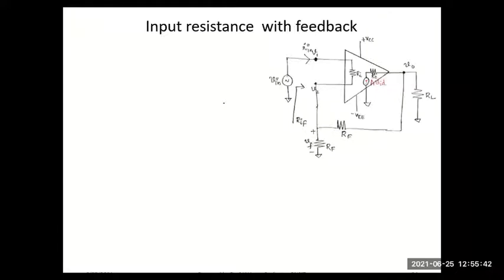Next, we have to find the input resistance of this non-inverting amplifier. So we have to derive the exact expression for the input resistance of the non-inverting amplifier.